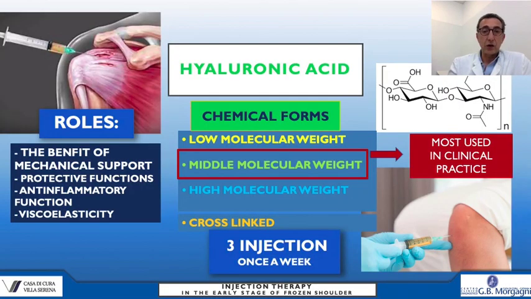But let's compare the hyaluronic acids. The hyaluronic acids give the benefit of mechanical support and, let me say, also anti-inflammatory action, but for the shoulder we have to use mainly the medium, moderate molecular weight, and that is the most used in clinical practice. Again, 3 injections once a week.